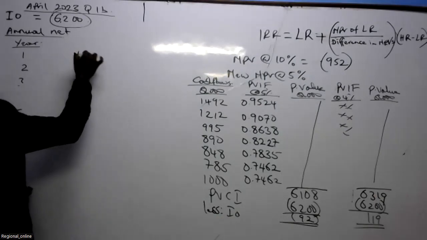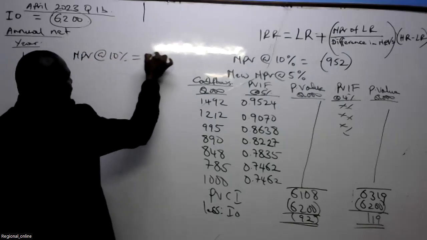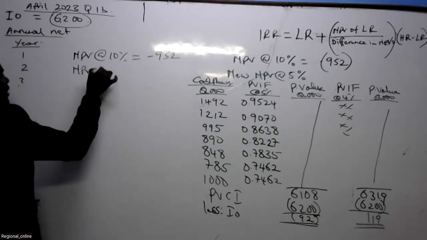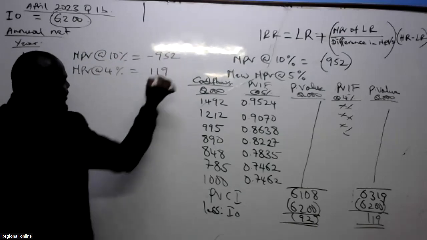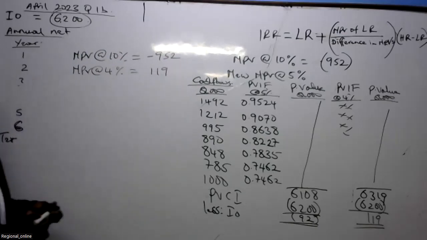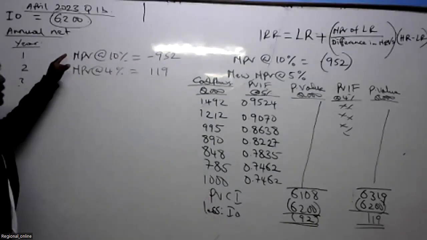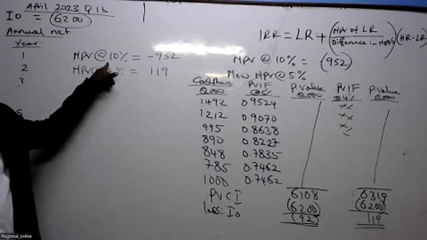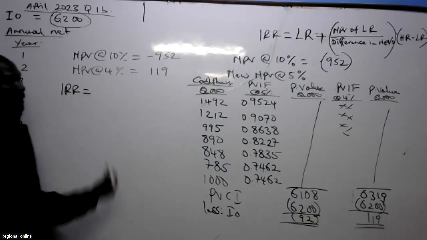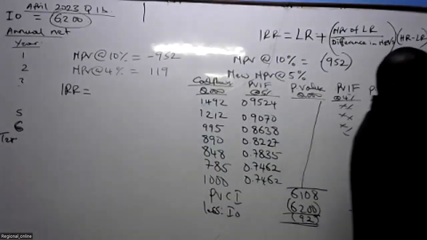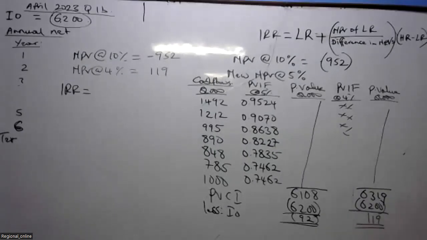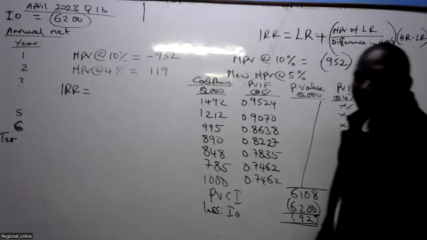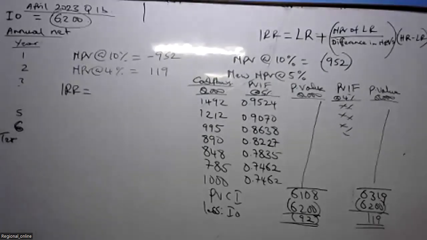Tuko na NPV at 10% ambayo ni negative 952. Tuko na NPV ya 4% ambayo ni positive 119. So inamaanisha kuwa IRR iko katikati ya hizi rates mbili. IRR is greater than 4 but less than 10. Ndio. So to apply formula yetu, andika chini formula ya IRR. Andika chini formula, ambia ni formula bali iko kwa board.